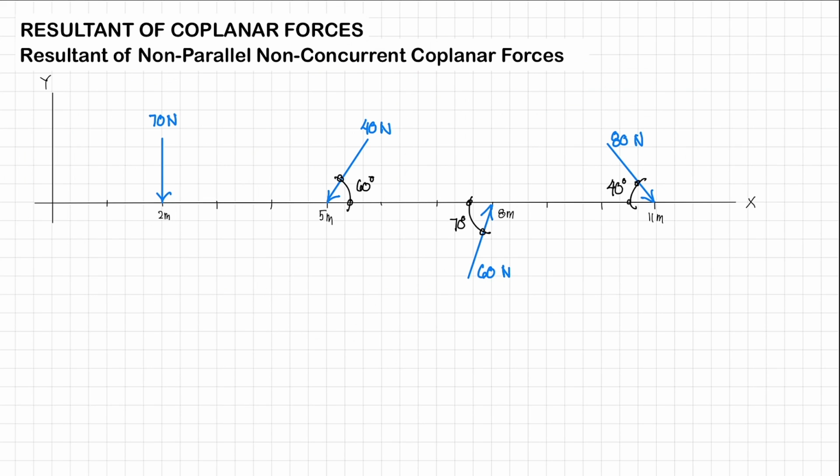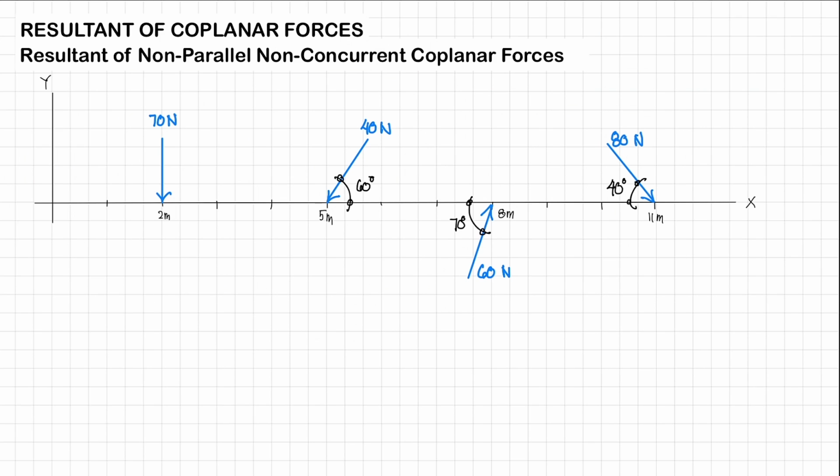All right. So we have here 4 forces. First one is 70 newtons being applied vertically at this point, and then we have 40 newtons acting at a 60-degree angle from the vertical, and then we have 60 newtons acting at 70 degrees from your horizontal, rather, and then you have your 80 newtons here acting at 40 degrees from your horizontal.